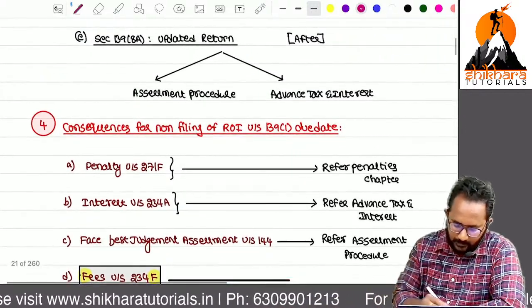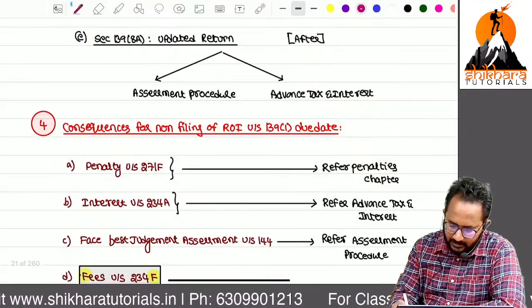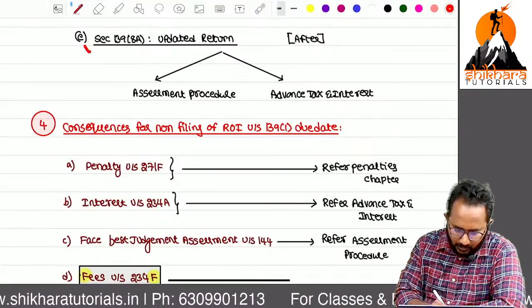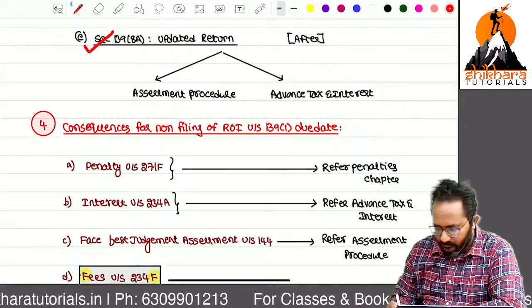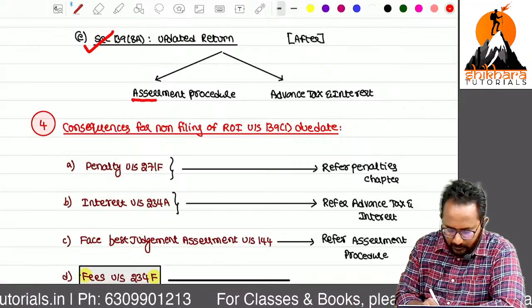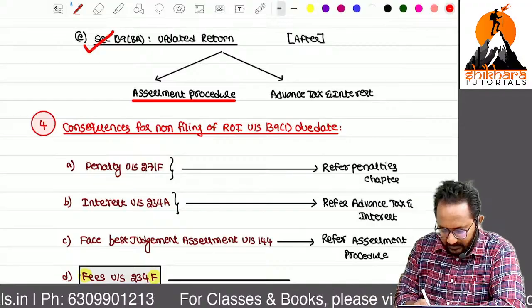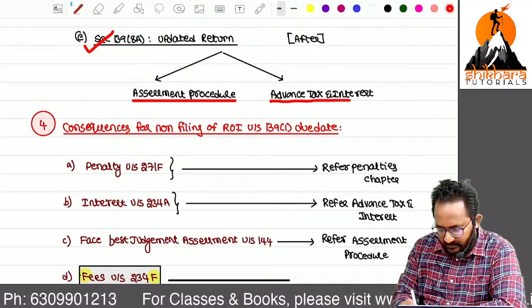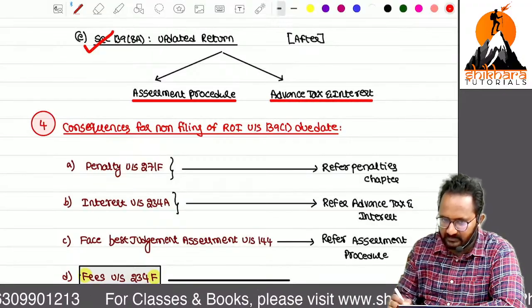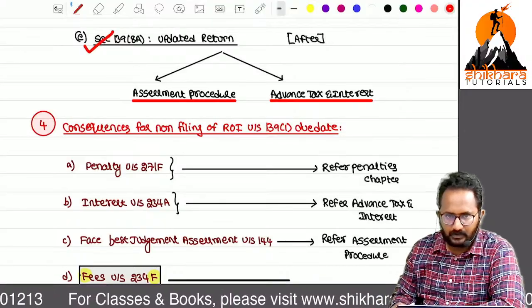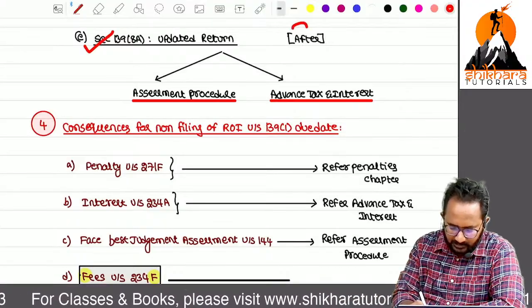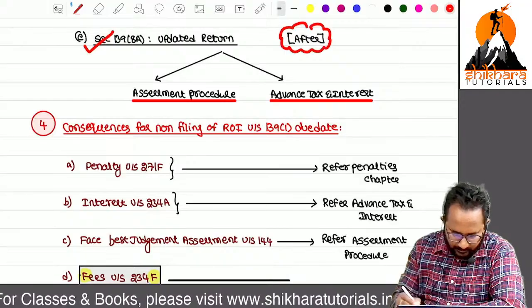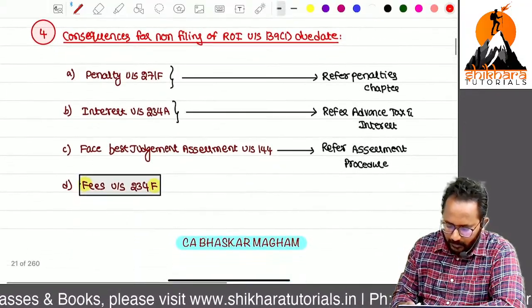Why are we postponing the updated return discussion? In order to understand the updated return, we need some knowledge about two chapters. One is assessment procedure, another one is advance tax and interest. After these two chapters we can come back to the updated return discussion. So now, the fourth point is important.